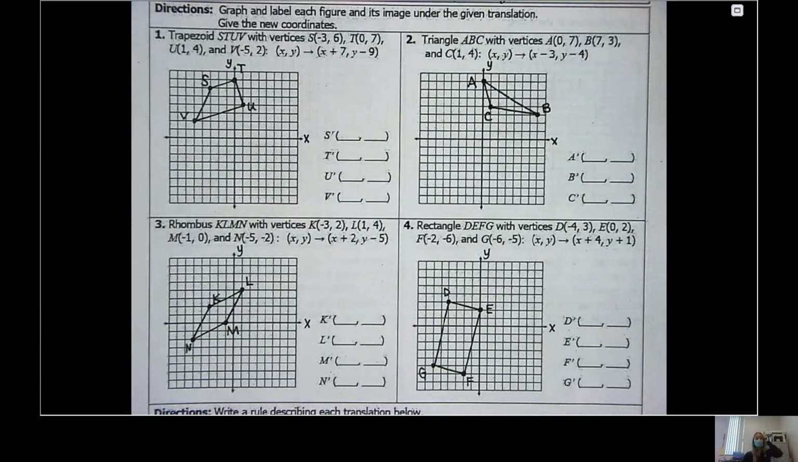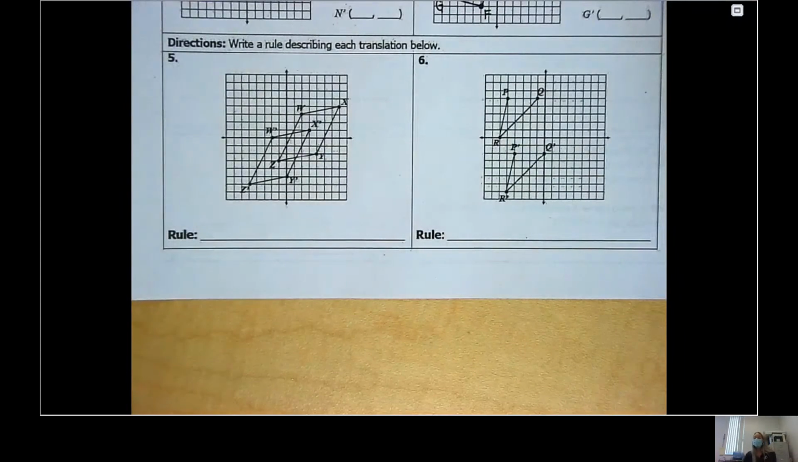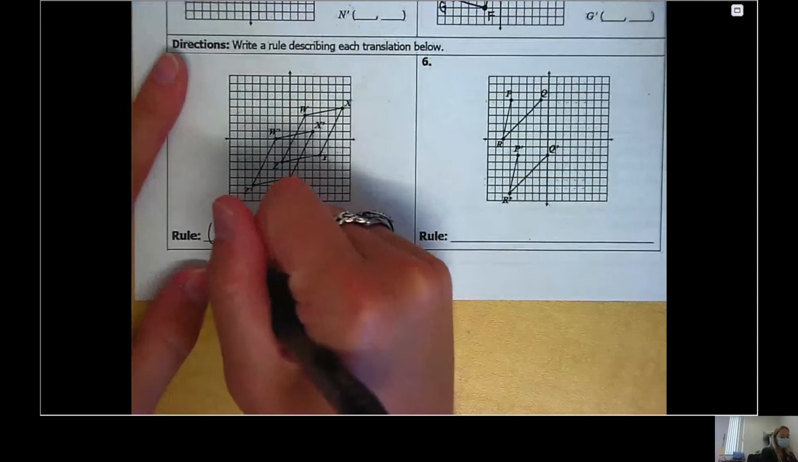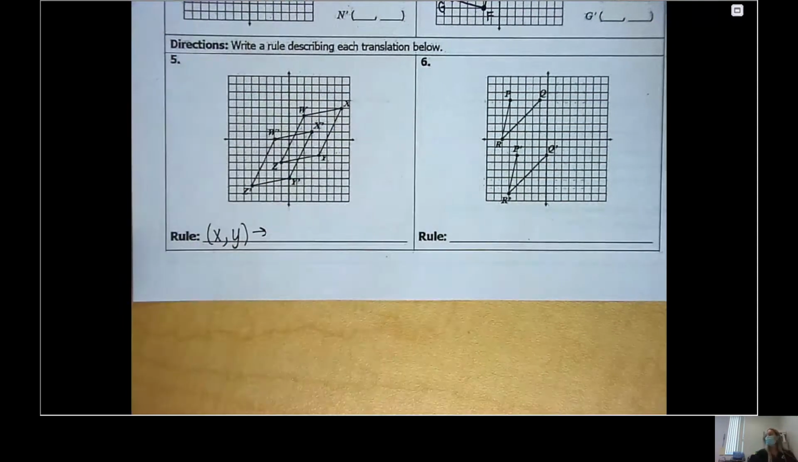I've drawn the pre-image for you. You just have to figure out the image and graph it. For number 5 and 6, Ms. DeMassa gives you the image and the pre-image. The only thing I need you to do for these last 2 is write the rule. So I want to know, how does your X change? How does your Y change just by looking at that picture? Okay, so you don't have to graph anything. You just have to count. How many do you go over? How many do you go up or down?